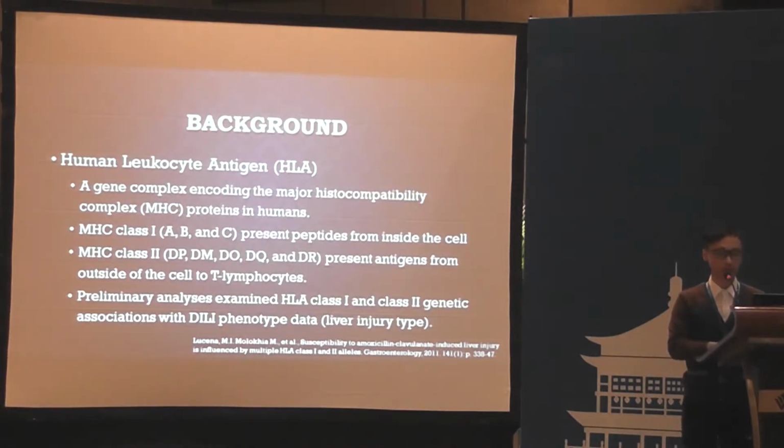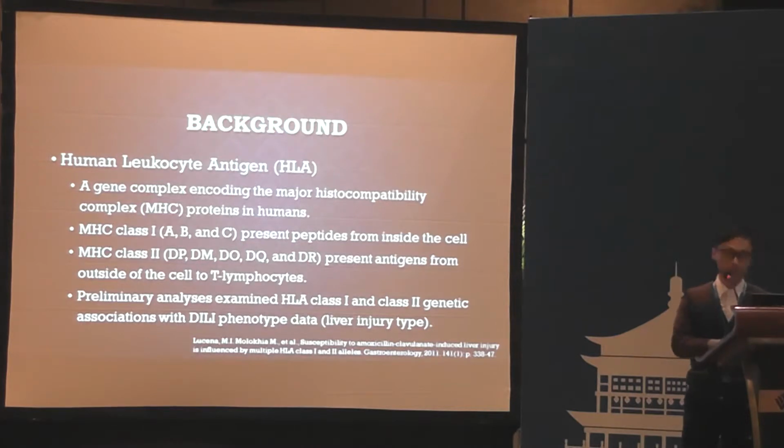The human leukocyte antigens are a gene complex, including the major histocompatibility complex proteins in humans. We call it MHC for short. The MHC class 1, which is represented by the characters A, B and C, presents the peptides from inside the cell, and class 2 presents the antigens from outside the cells to the T cells.